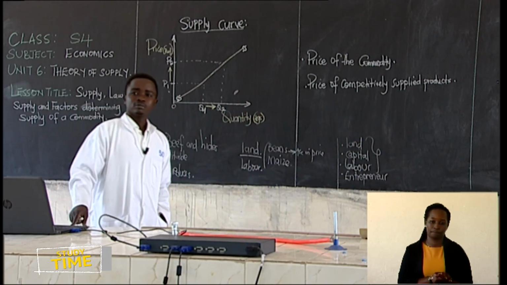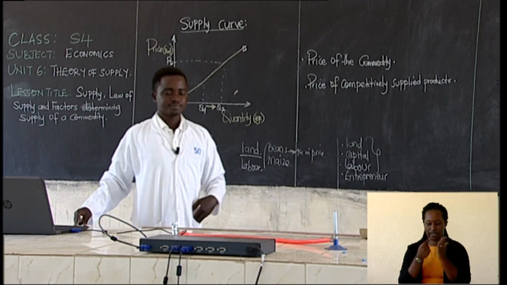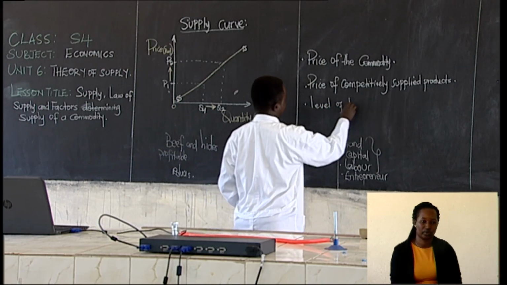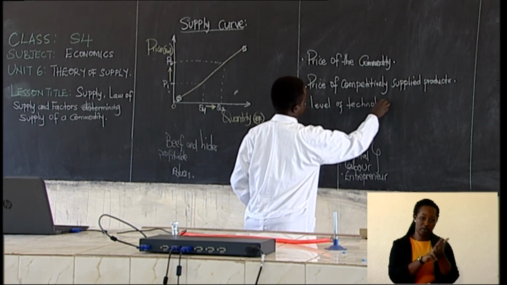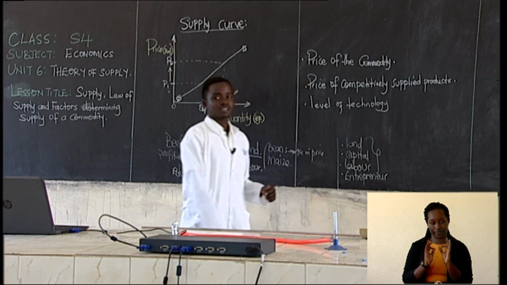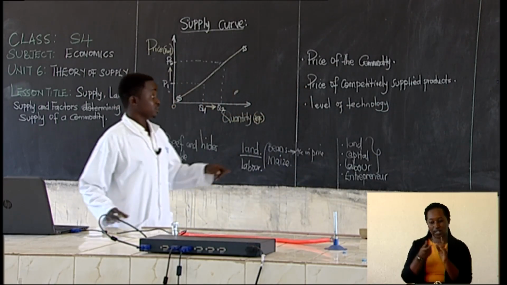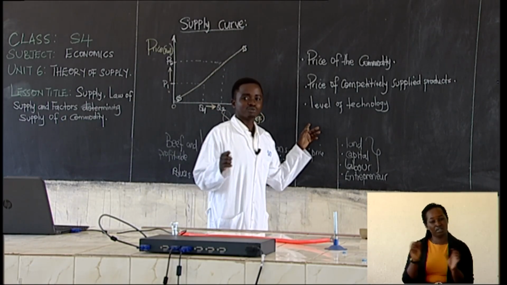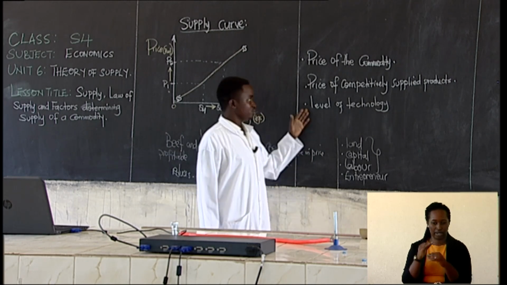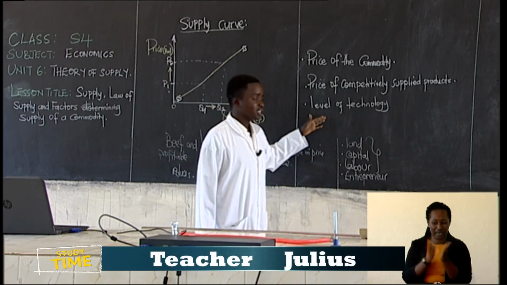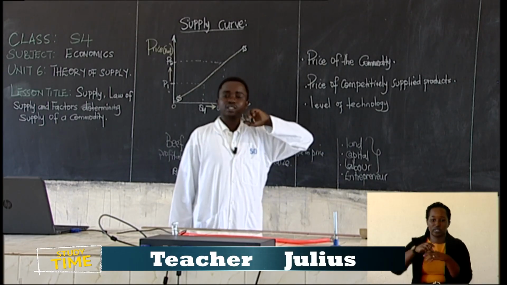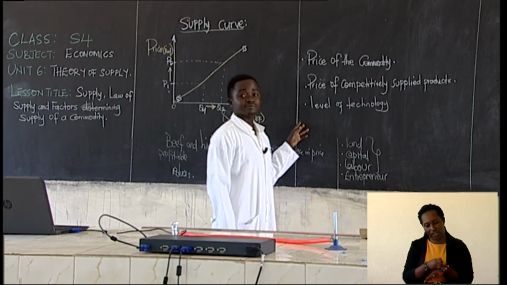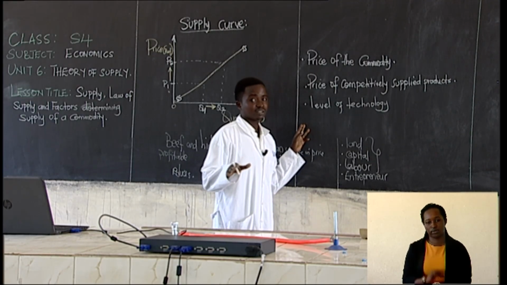Then we have other factors like the level of technology. If we use advanced and efficient technology in production of goods and services, it will increase the supply. But when you use poor technology, the technology which is traditional, it may not stimulate or increase the supply of goods and services. So use of advanced and efficient technology in production increases the supply of goods and services, compared to poor technology that is inefficient and ineffective, which will reduce the supply.